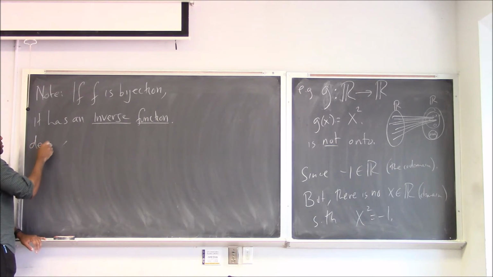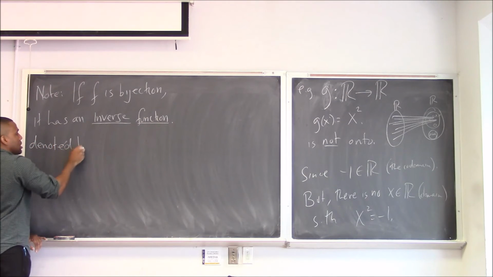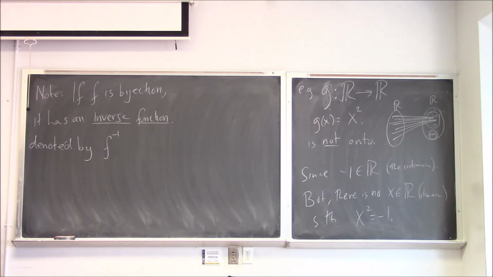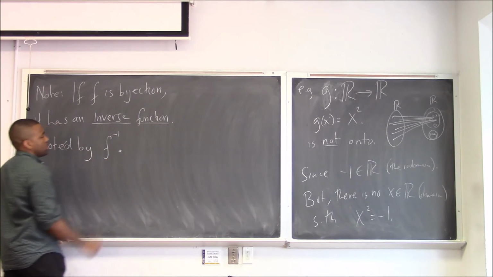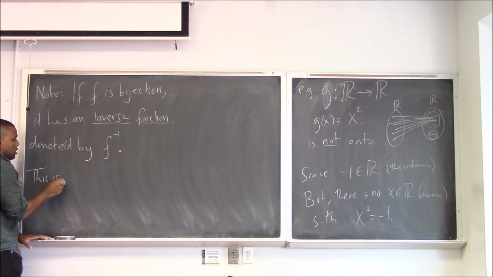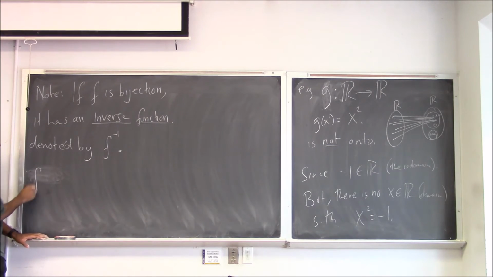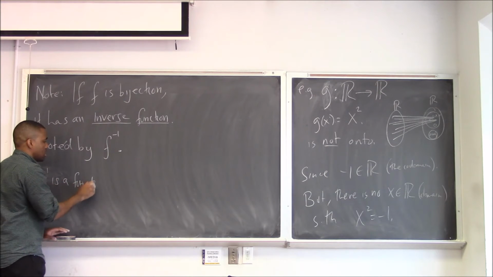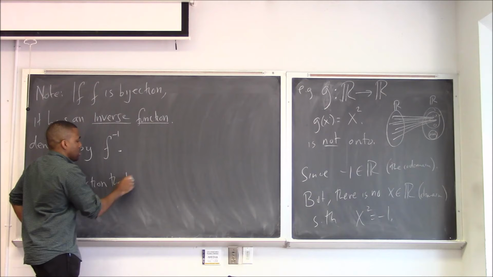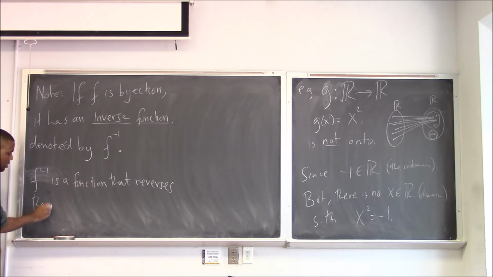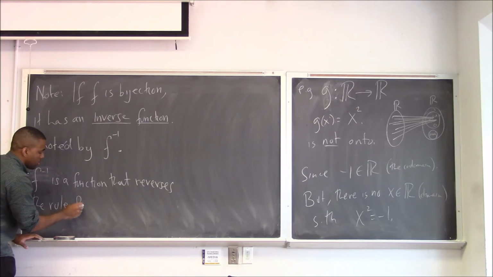We denote these. If I know a function is f, then its inverse function is denoted by f to the negative 1. So it doesn't mean the negative 1 power, it's strictly speaking a notation. Okay. F inverse is a function that reverses the rule for f.